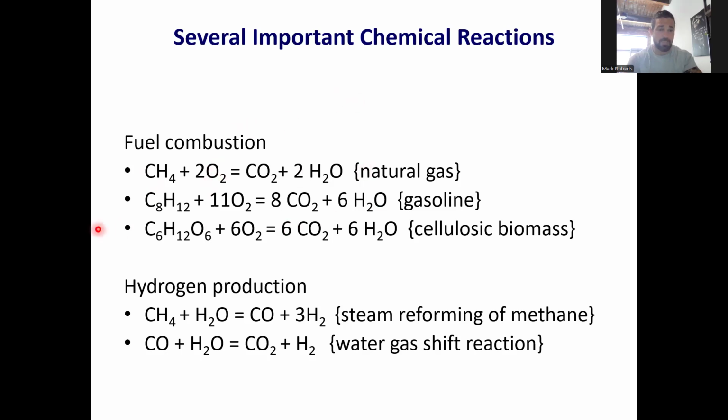oxygens. If we have something like gasoline, oftentimes we approximate gasoline as isooctane. So again, we know that the hydrocarbon is going to go to CO2 and water, so we can start by balancing the carbons, and then the hydrogens, and then the oxygens at the end. And then finally, we have cellulosic biomass, and again, we can approximate this as like a cellulose or a sugar type of a molecule, and write the balances here.